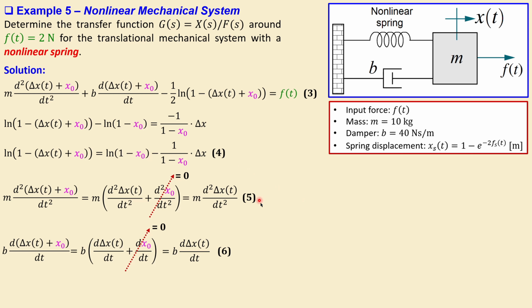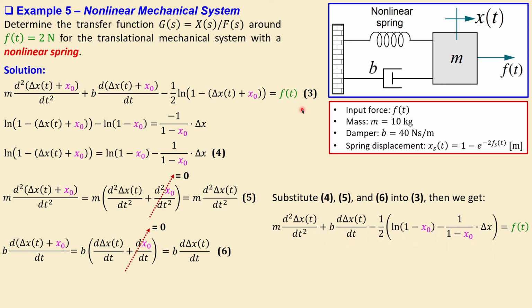Bring 4, 5 and 6 into 3. Then we get the following. Only delta x's and some numbers, of course. Still ln, but now this is ln of some number, 1 minus some x0, which was 1 minus e to the power minus 4. Remember? This was the result we had.